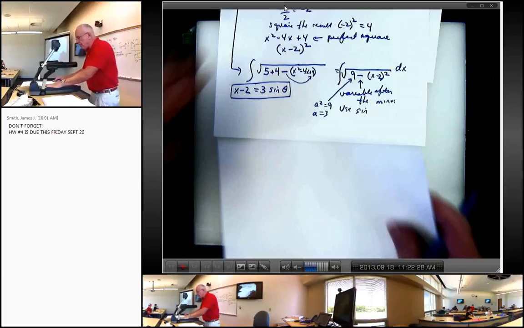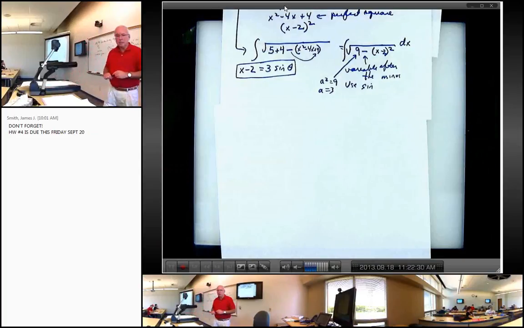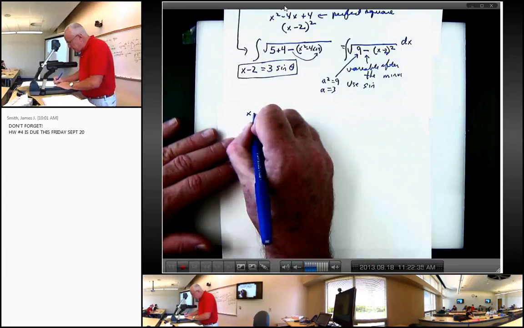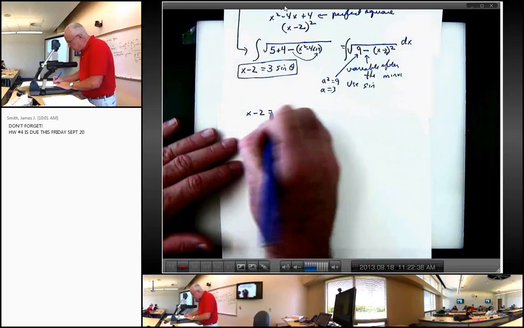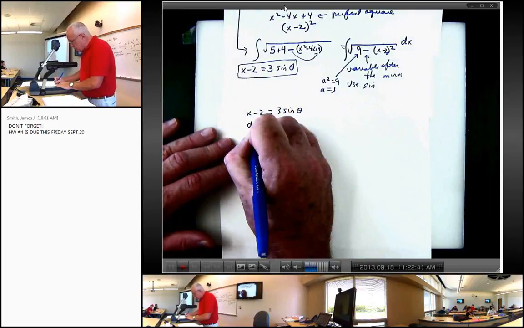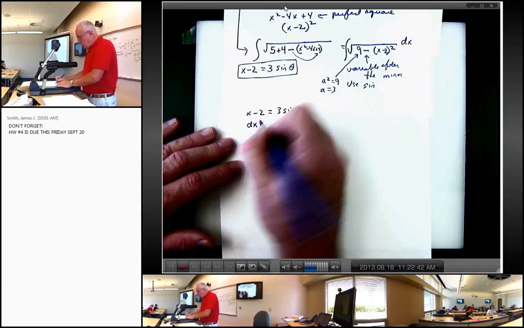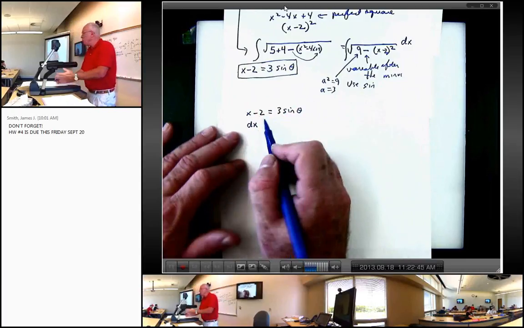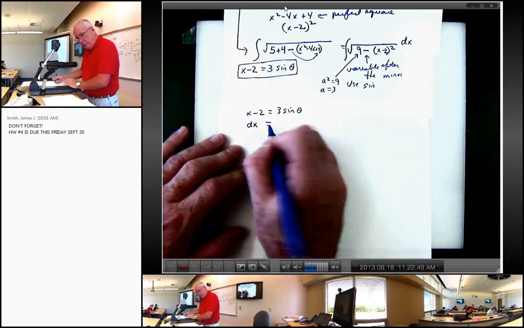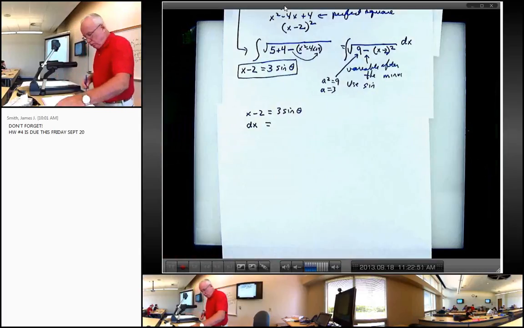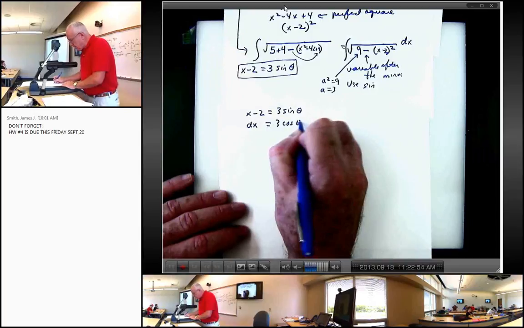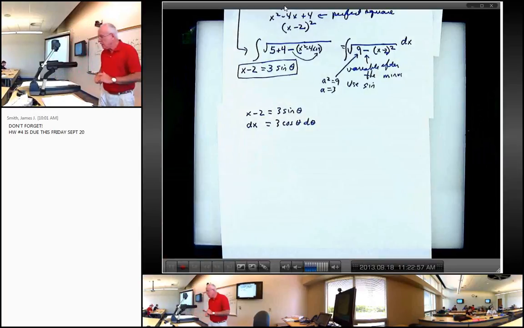Once you've got that under control, the rest of it's fairly straightforward. Okay, so let me write this again. x minus 2 is 3 sine of theta. So let's get our dx. This minus 2 is just going to go to a 0 when I do the derivative. So dx is equal to 3 cosine of theta d theta, all right?